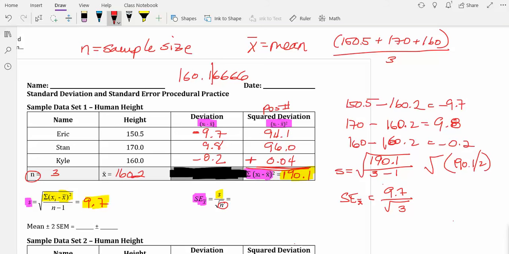All right, speedy guys. We've got 2 answers already, and they are correct. The standard error is 5.6. Since it's 5.60000, we round down to 5.6.